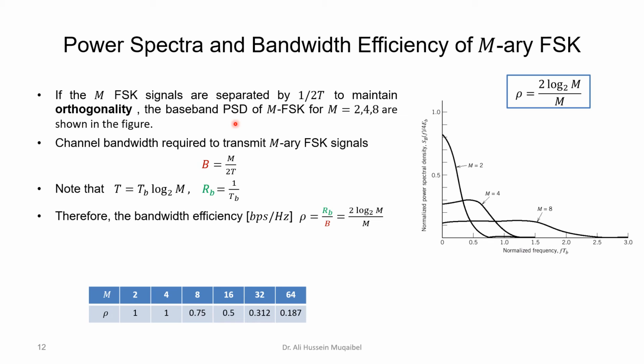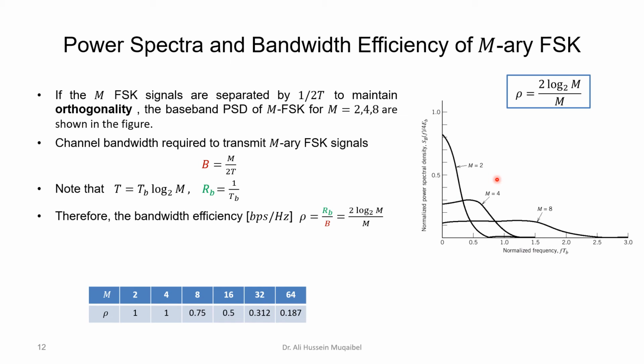Then the baseband power spectral density of the MFSK is shown in the following diagram. Of course, as we increase M, the bandwidth requirement will increase. So that's for M equal to 2, 4, and M equal to 8. That's the power spectral density.